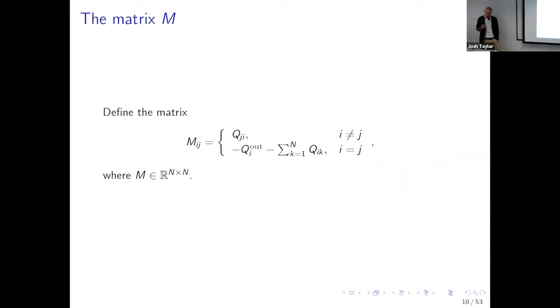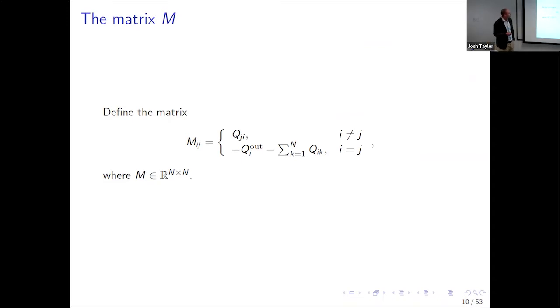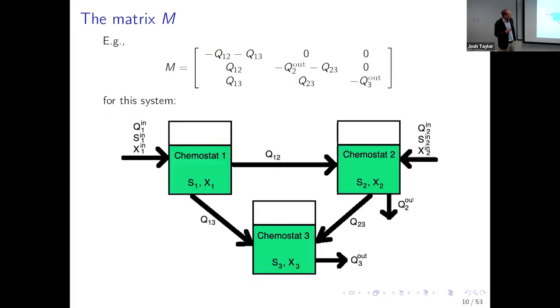It's very useful, unsurprisingly, to put it in matrix and vector form. That starts with a matrix that in the literature is always denoted M. This is the definition of it. M is, it's easy to think of if you just look at the example. What you have on the off diagonal is whatever's moving between the tanks. What you have on the main diagonal is the total amount leaving each chemostat.